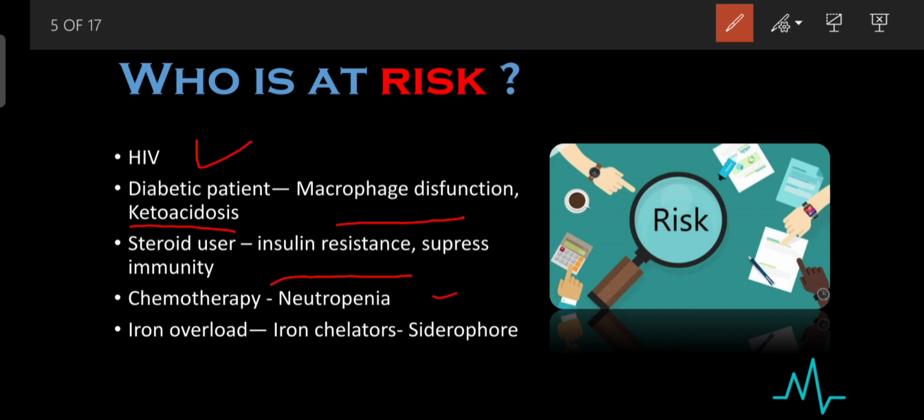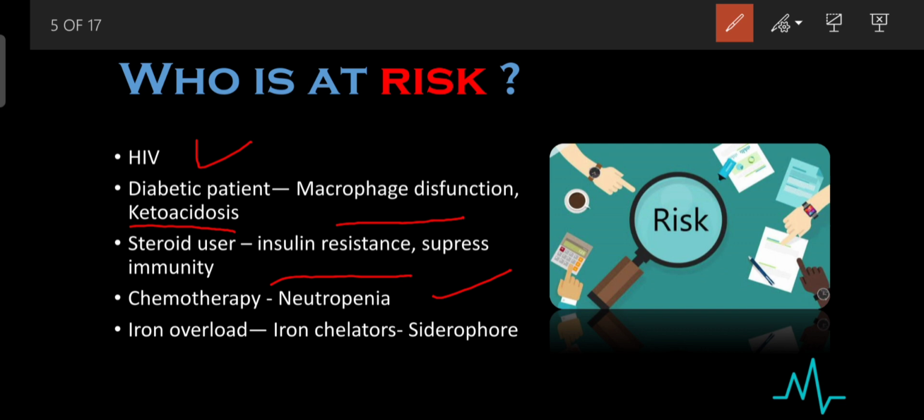Chemotherapy: cancer patients undergo chemotherapy, and in this chemotherapy we give some substance to the patient, which not only destroys the tumor cells, but also manages to destroy some of the neutrophils as well. So patients on chemotherapy are seen with the condition called neutropenia, that is a decrease in the number of neutrophils. The last one is iron overload.